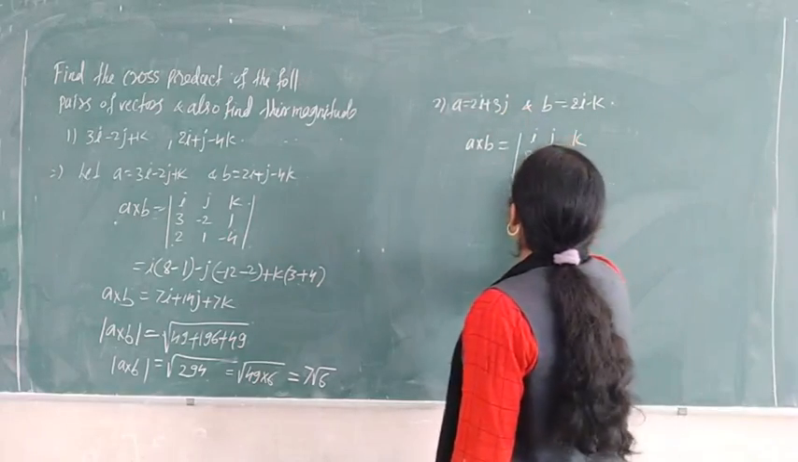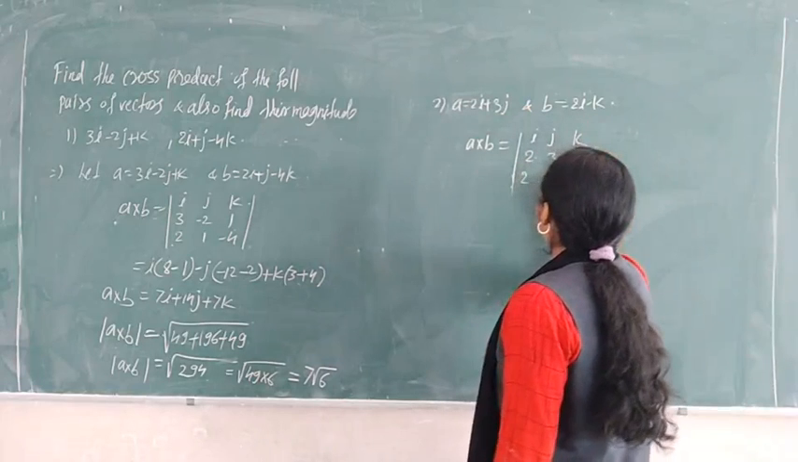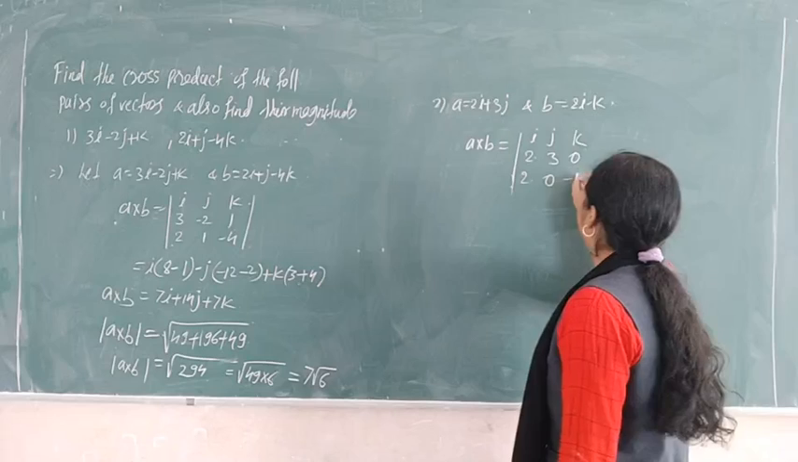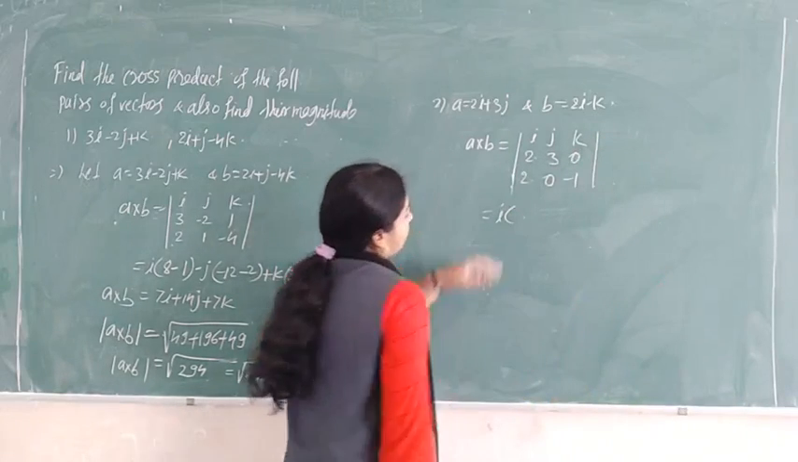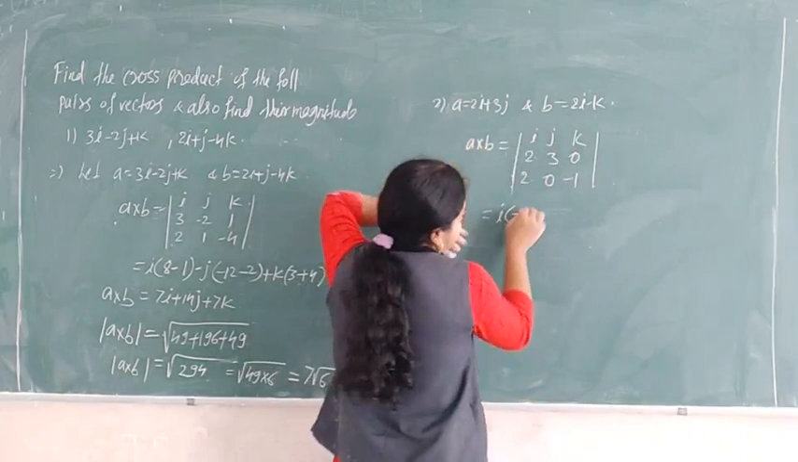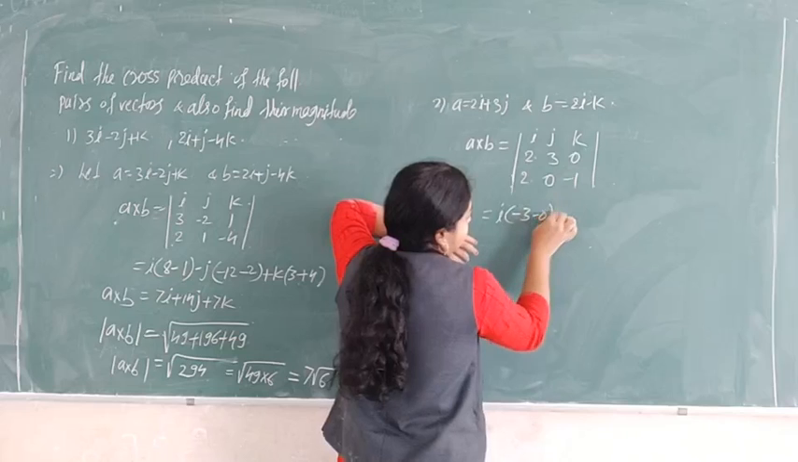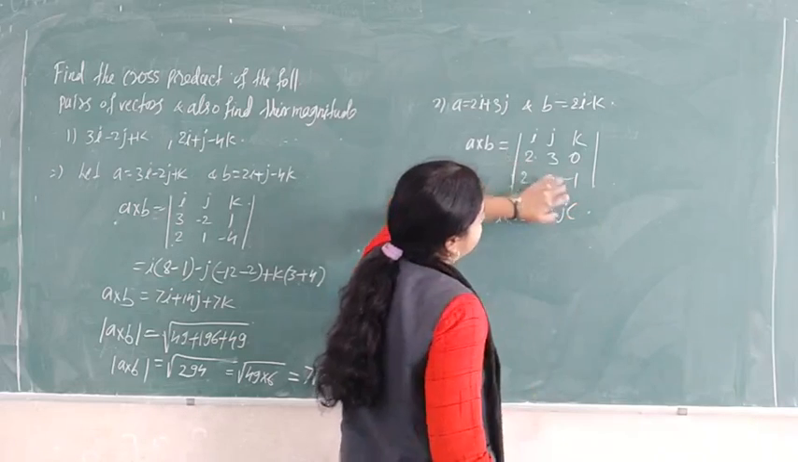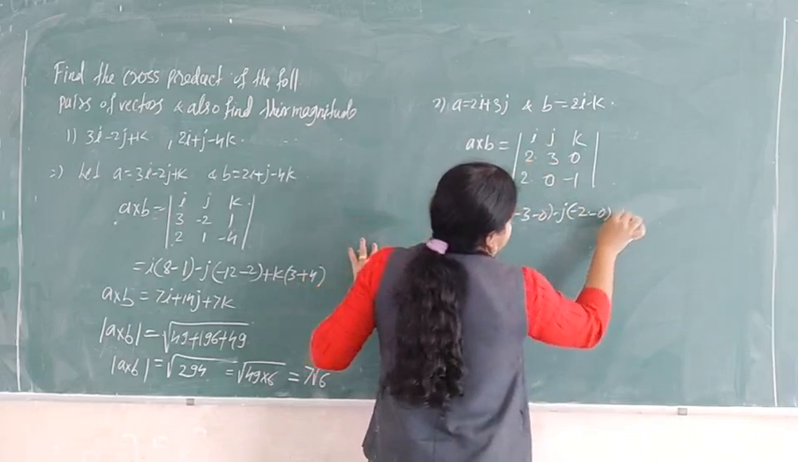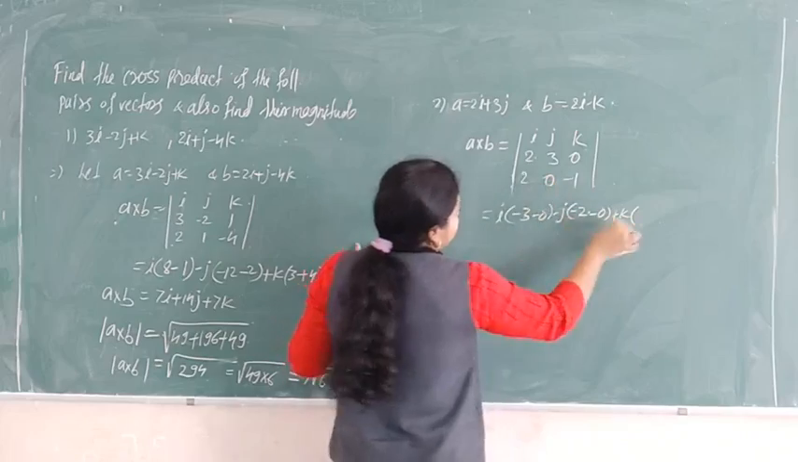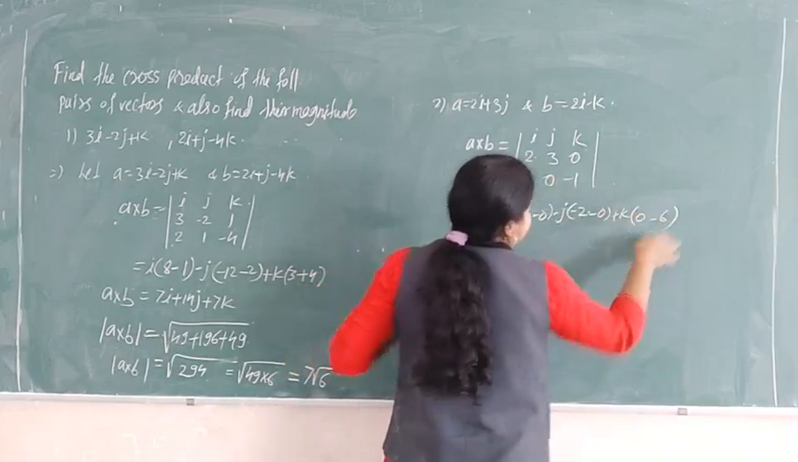Next, here we are having I value is 2. Here the j term is missing, so write down 0, and the coefficient of k is minus 1. Now solve this, I into. 3 into minus 1, minus 3, 0 into 0 is 0. Minus j into 2 into minus 1, minus 2, 2 into 0 is 0. Plus k into 2 into 0 is 0, minus 2 into 3 is 6.